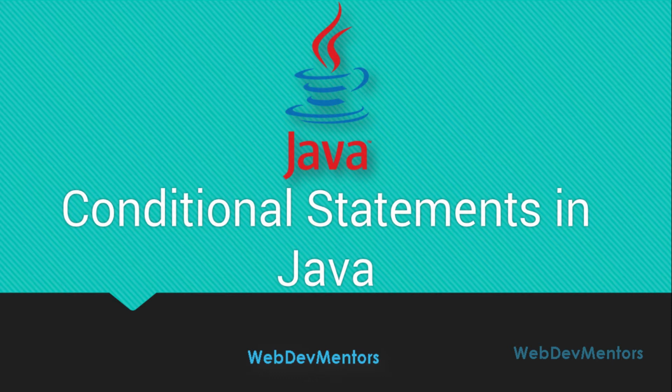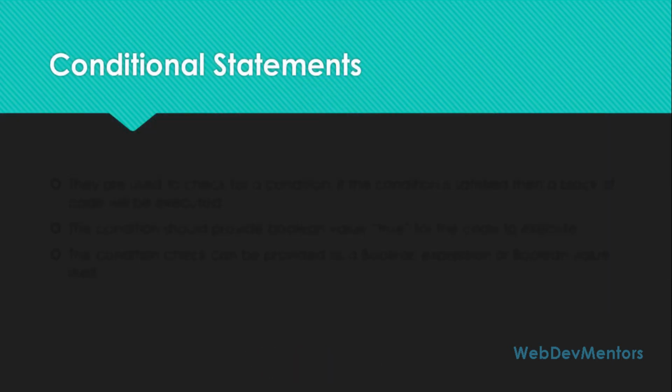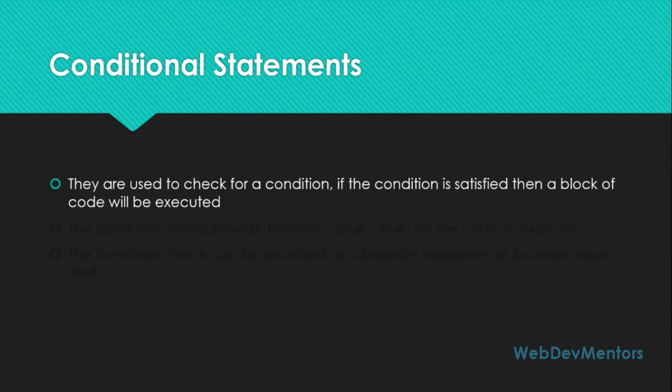So in this video we're going to see about conditional statements in Java. Conditional statements are used to check for a condition. If the condition is satisfied, then a block of code will be executed. So you might have a situation in your program where you want to check for a condition, and if the condition is true, then you want to change the value of a variable or perform certain functions on some kind of variable. And if the condition is false, then you want to perform a different set of functions. So in these circumstances, you will need a conditional statement.